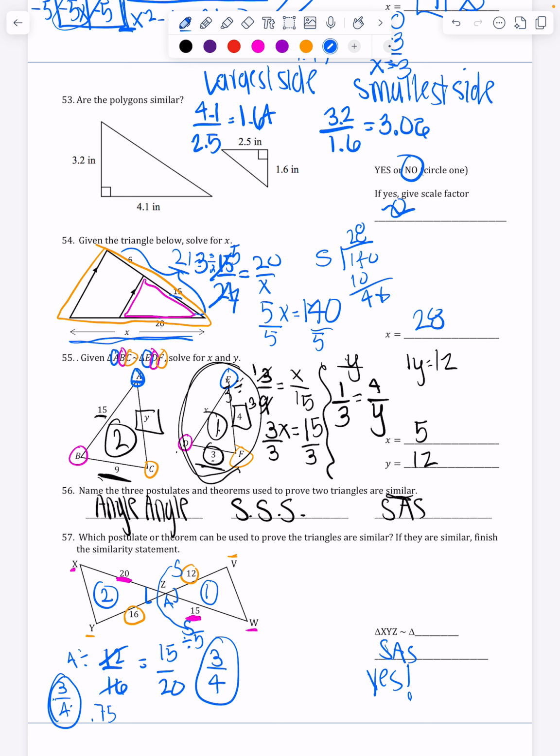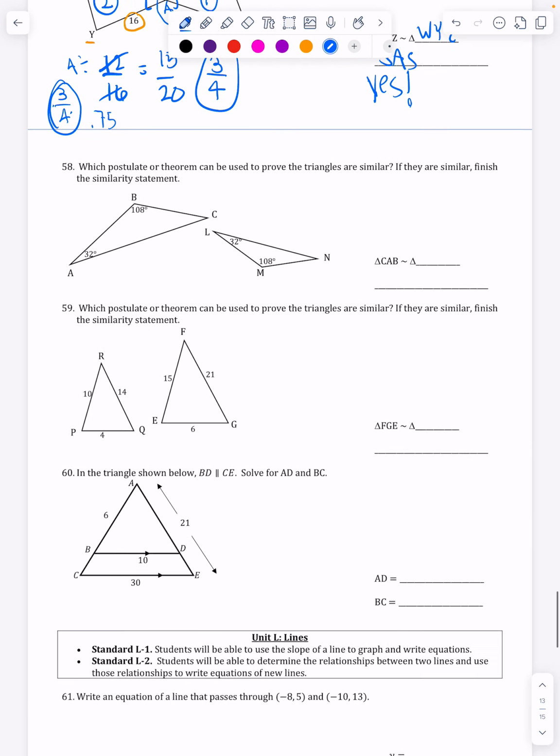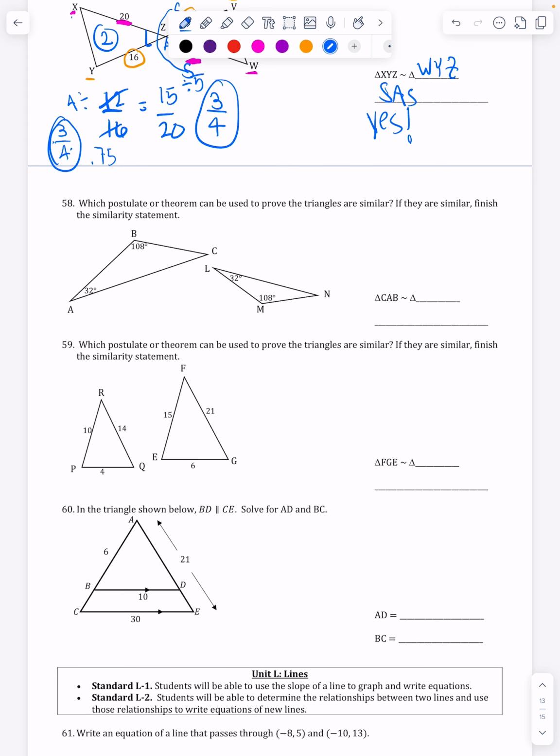And we look and we labeled X earlier. Oh, X was pink. Okay, so that corresponded to W, so it's going to be W. Y corresponded to V, so we're going to put a V here. And then Z corresponds with itself. All right. We're almost done with Unit 5.